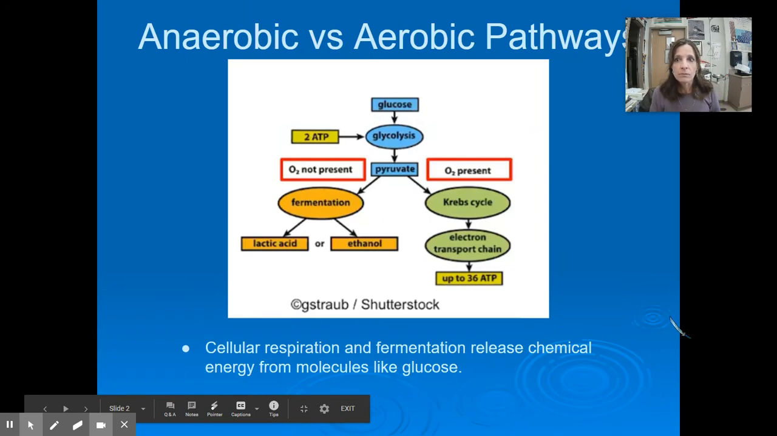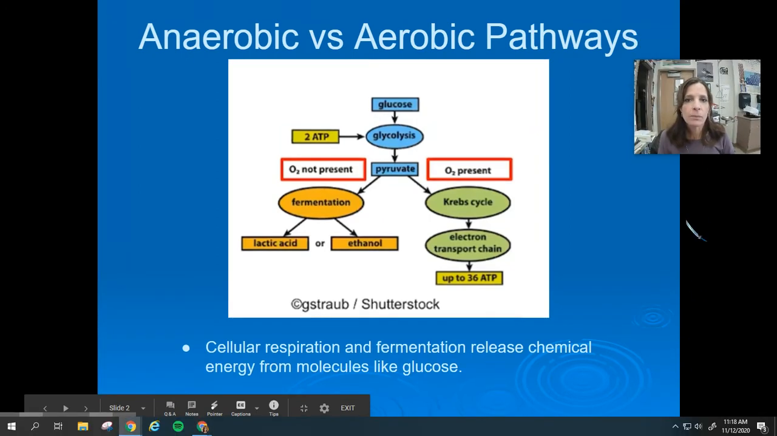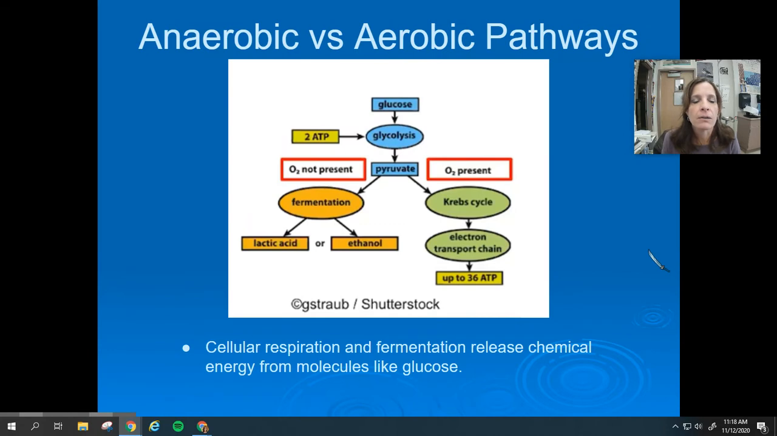Okay, so we're going to talk about anaerobic and aerobic pathways. Anaerobic means no oxygen, and aerobic means with oxygen. I always think of if you're doing aerobics, then you have to breathe a lot because it's hard. So go ahead and draw this picture, pause the video and draw this picture. If you want, you can take notes on the picture or you can just take them under the picture. So go ahead and pause it.